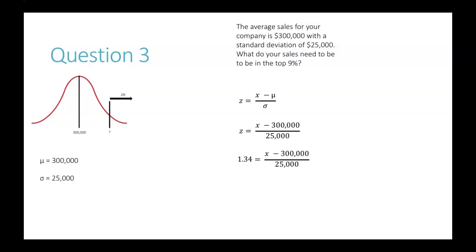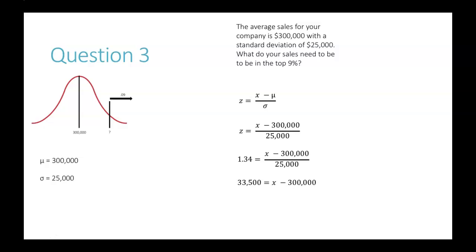So now we just need to solve for x. So we multiply each side by 25,000, right? And what you're doing there is you are multiplying 1.34 times 25,000. 1.34 is your z-score. All a z-score is how many standard deviations away from the mean you are. So we're 1.34 standard deviations away, which would be the same thing as saying we're $33,500 away from the mean.